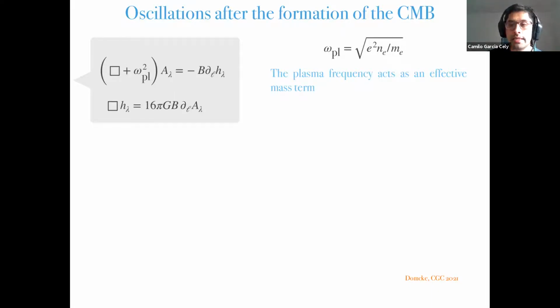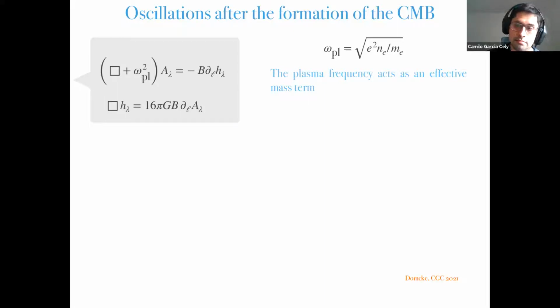We focus in to calculate these conversion probabilities. We focus in the dark ages. So this is the era in between the formation of the CMB and reionization. And the reason for this is because during this time, the electron fraction, the number of electrons that are around, is very low.